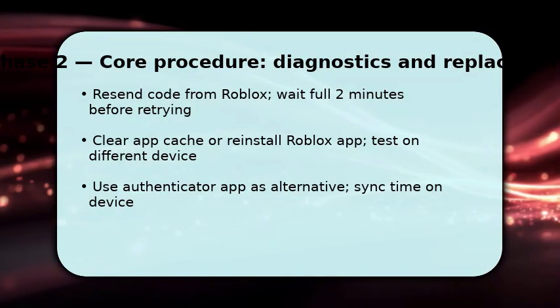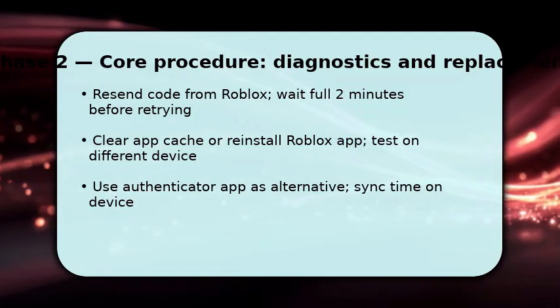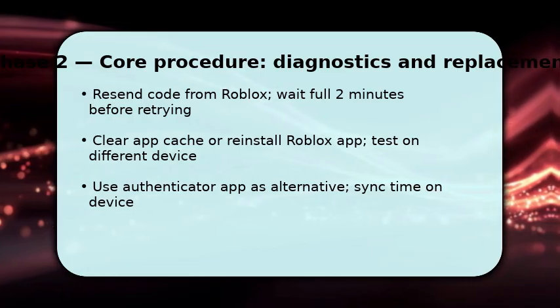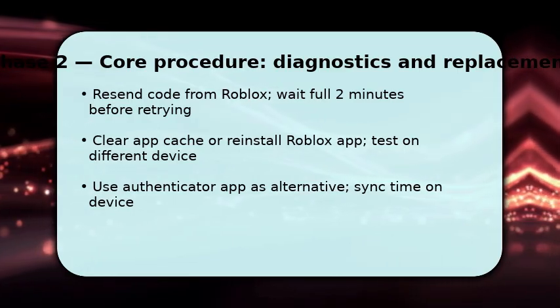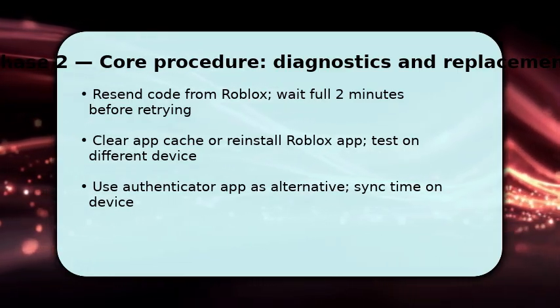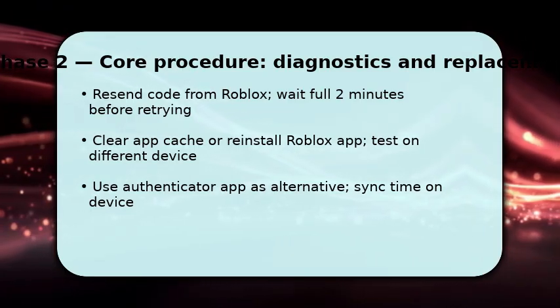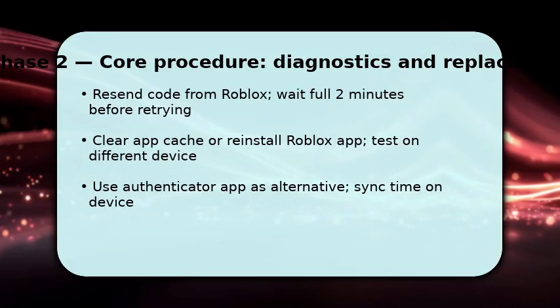Now you escalate. Request a new code and wait a full 2 minutes before retrying because many networks throttle rapid repeats. If SMS still fails, clear the Roblox app cache or uninstall and reinstall the app. This fixes corrupted notification hooks. Try signing in on a different device to isolate phone versus account problems.